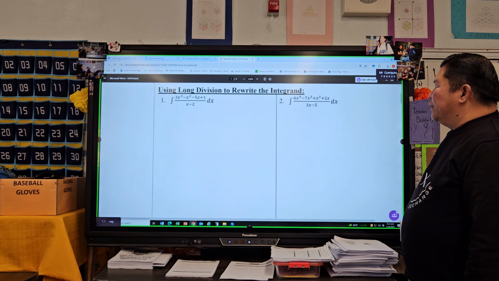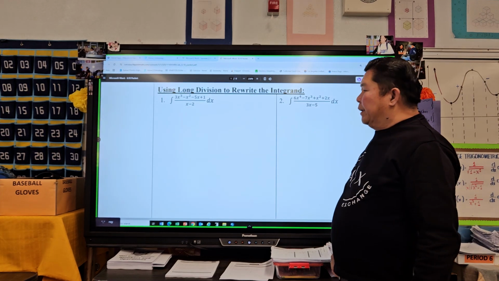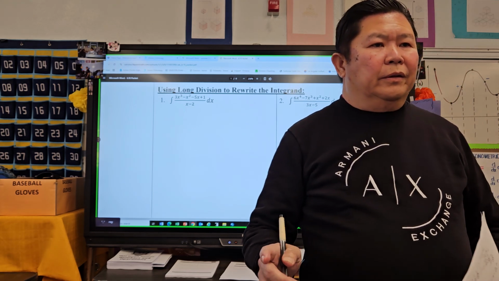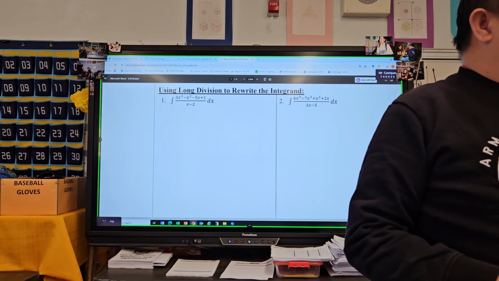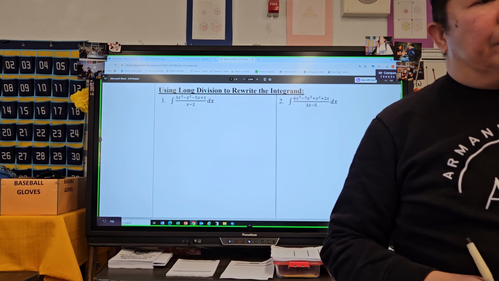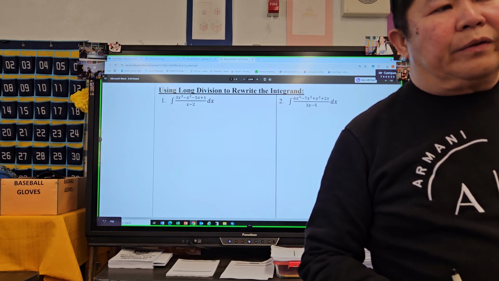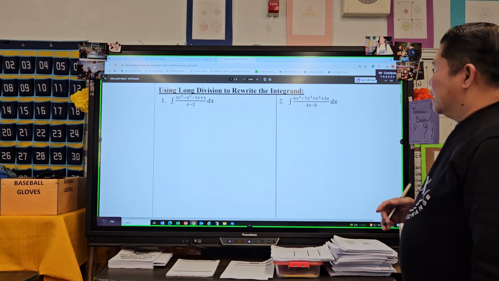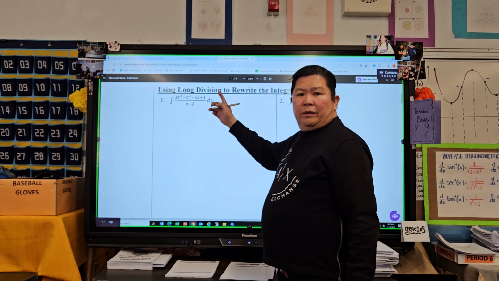So using long division to rewrite the integral. In this case, we are going to express this as division if the numerator is greater compared to the denominator. Okay, so in this case, we're gonna use division.